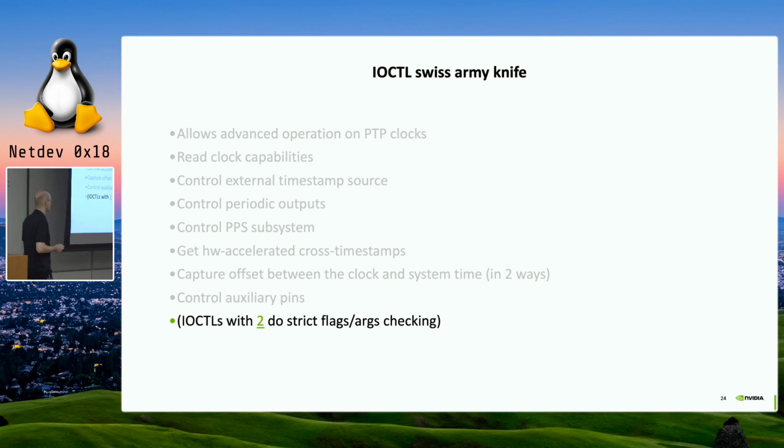And for all the IOCTLs, there are 2 versions of them. One version without the number 2, and one version with number 2 at the end of them. The versions with number 2 at the end will strictly check the arguments, so it will check if all the reserved fields were zeroed and all the flags were passed correctly.